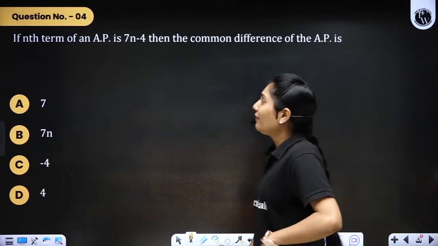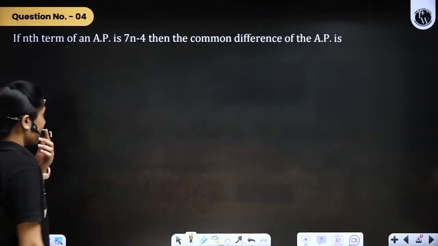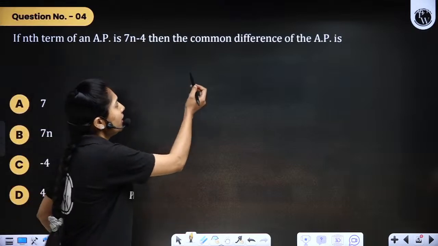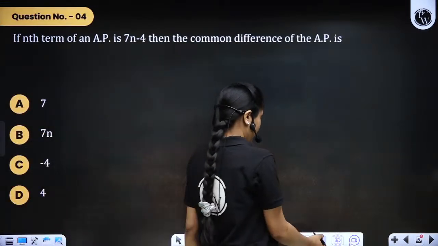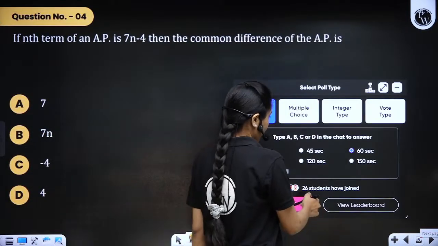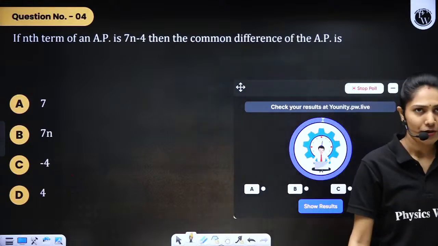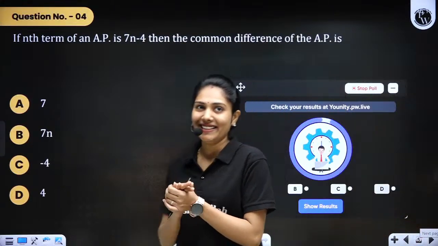Next is, if nth term of an AP is 7n minus 4, then the common difference of the AP is, what should be the common difference here? What should be the common difference here?